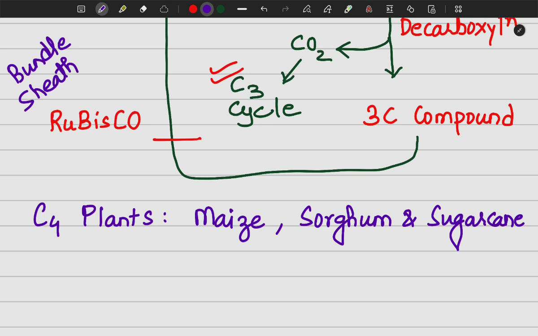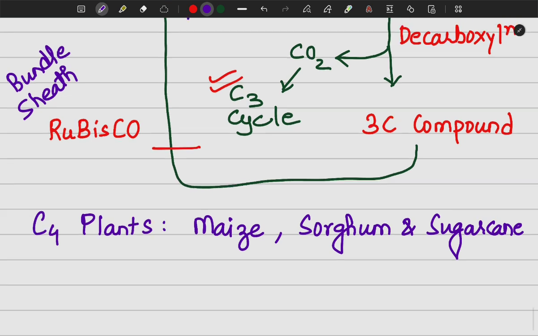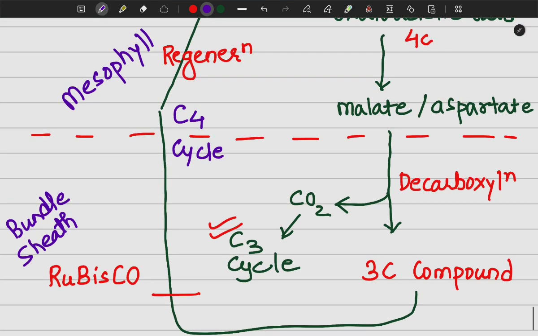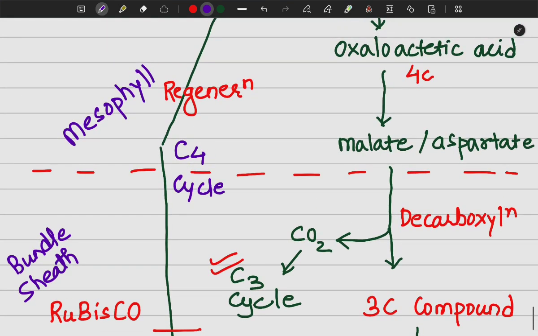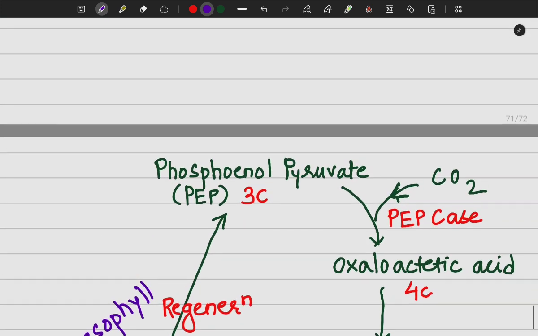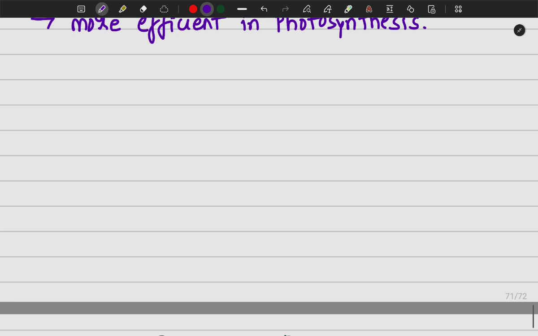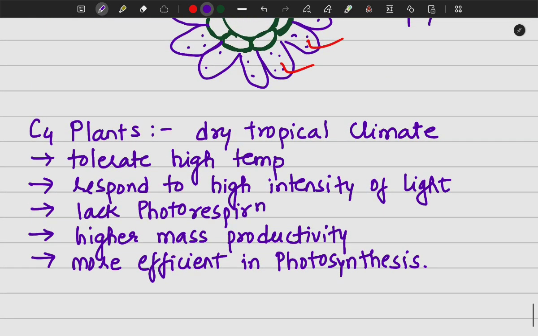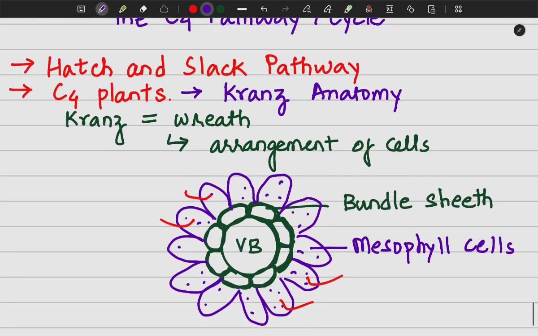In case of C4 plants, Rubisco is present in the bundle sheath and the C3 cycle occurs inside the bundle sheath. Whereas in case of C3 plants, Rubisco is present in the mesophyll cells. So all the mesophyll cells are involved in carrying out the C3 cycle. So I hope the C4 cycle or the Hatch and Slack cycle, as well as Kranz anatomy and C4 plants, all these topics are clear to you.